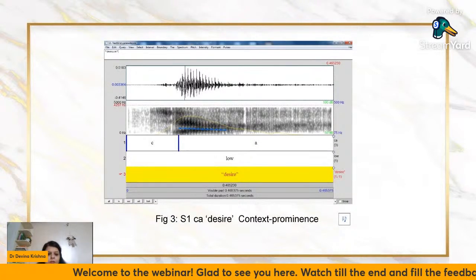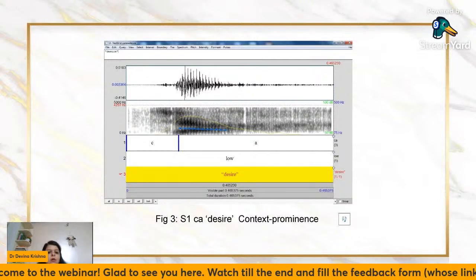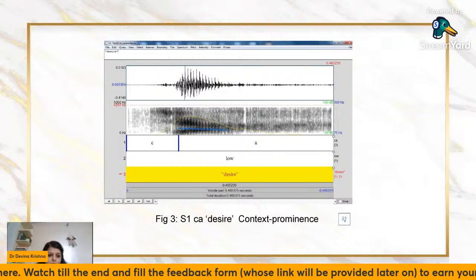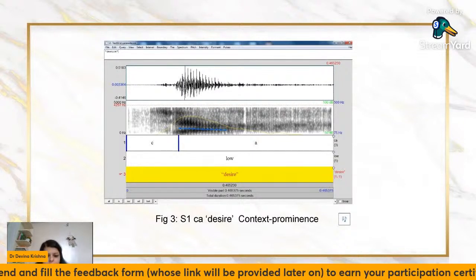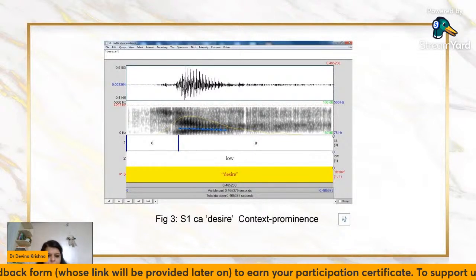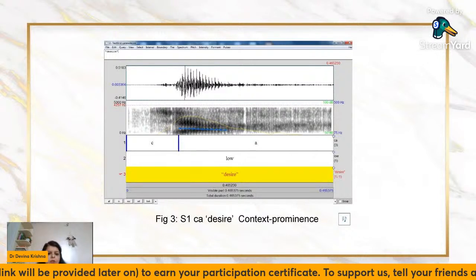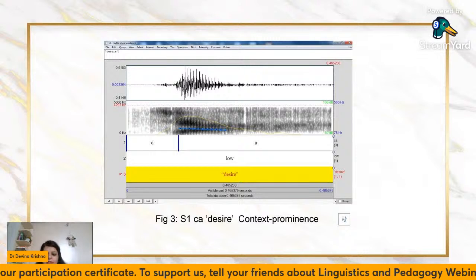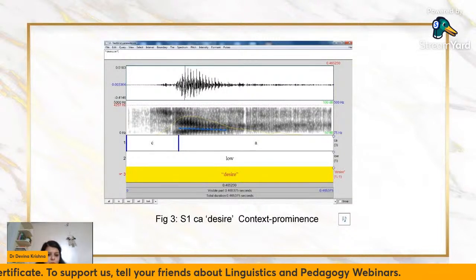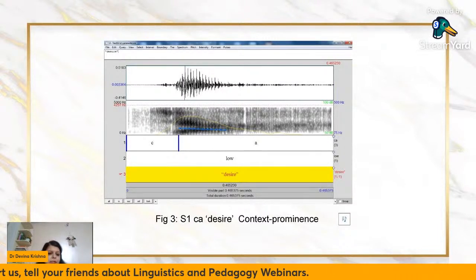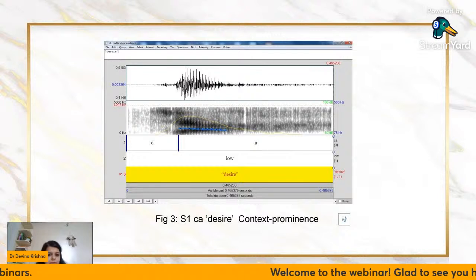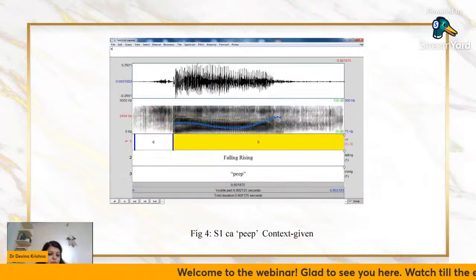Then comes the third cha, which means desire. Here you can see the frequency is somewhere around 75 hertz, so it is said on a very low note. That is why this was referred to as a low tone. So we can see that Dogri has a combination of contours as well as some steady pitches playing a part.